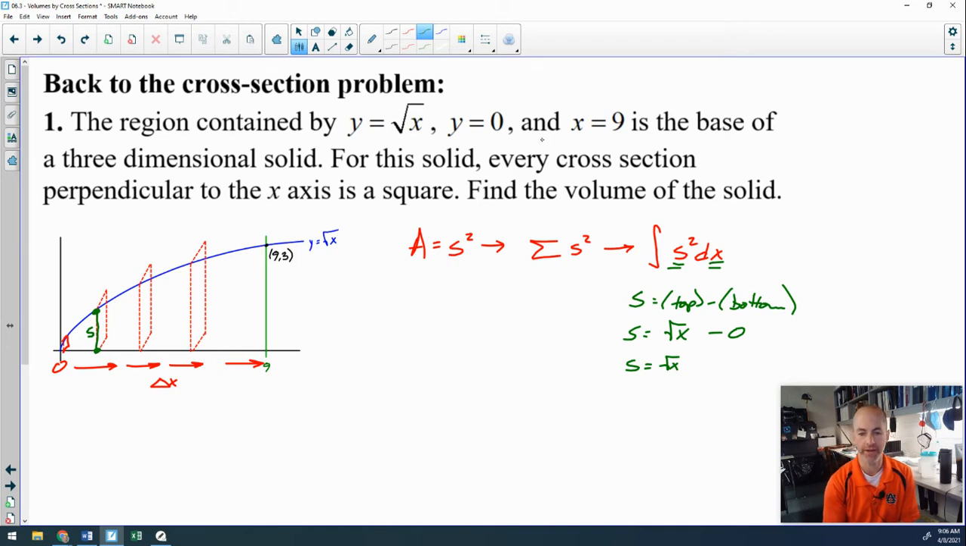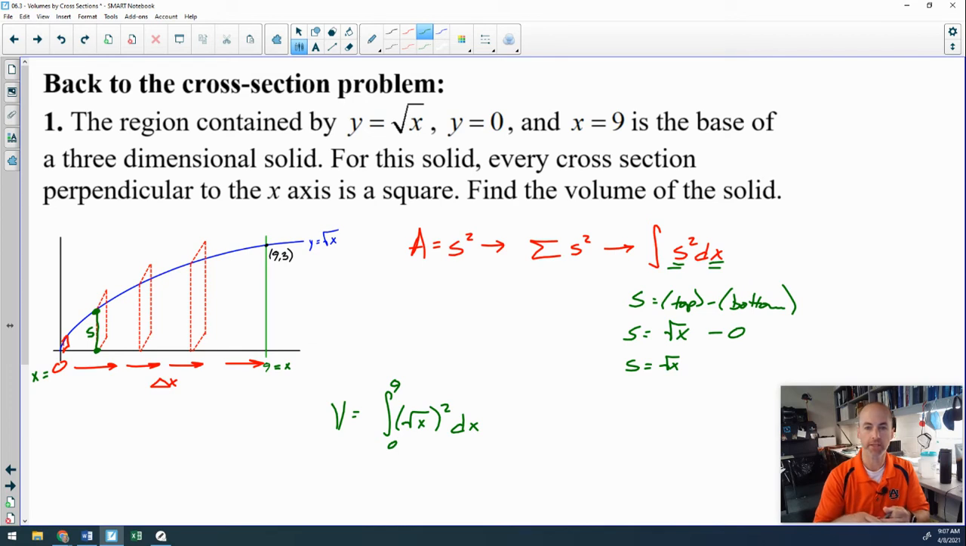So I take that square root of x, I plug it back into s squared, and this volume is going to be the antiderivative of the square root of x squared with respect to x. Now I have to choose the x's that mark the beginning and the ending of this interval. I'm starting over here on the left side at x equals 0, and I'm finishing over here at x equals 9. So we're going from 0 to 9. And there is your setup. If I evaluate that integral, I will get the volume of this weird stick of butter thing.